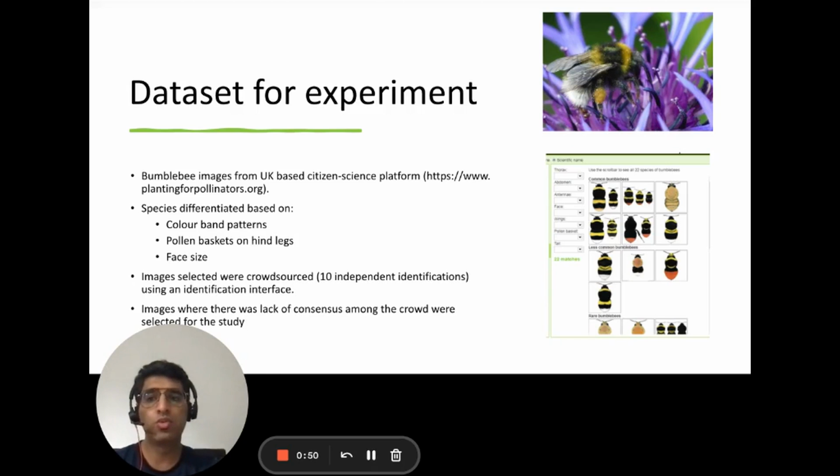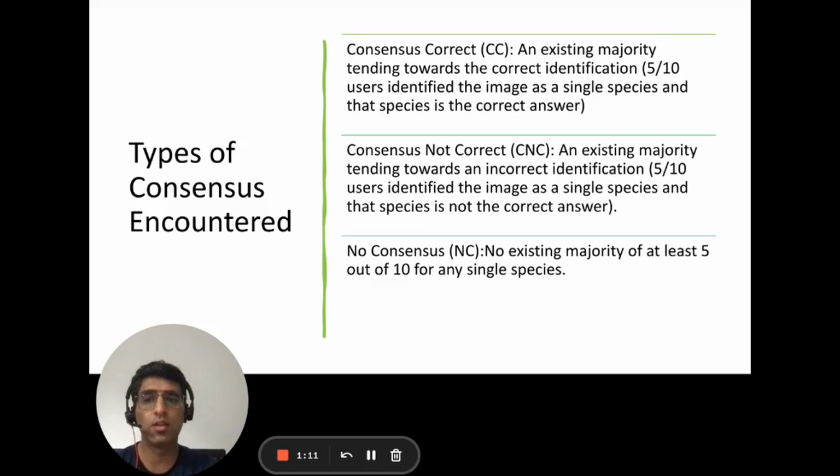For the task, we used a citizen science project which helps users to submit and identify bumblebee images using an identification key. The species can be differentiated based on color band patterns, presence of pollen baskets, and face size. All the images had 10 independent IDs, and we only selected images where there was a lack of consensus.